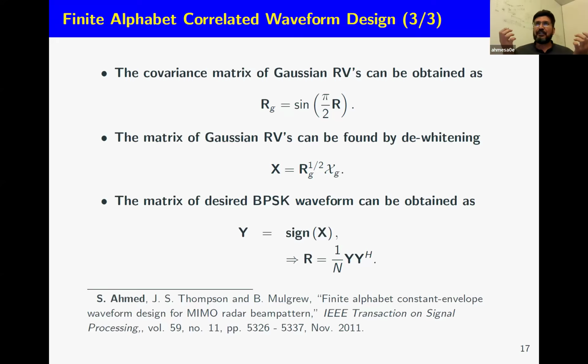Once I have the matrix of BPSK random variables, if I check the covariance matrix of those BPSK random variables, that will be the desired R. This way we can find BPSK random variables for the given covariance matrix for the given beam pattern. Here I have given it in a very simple way. If you are interested in the detail, you have to read this paper.